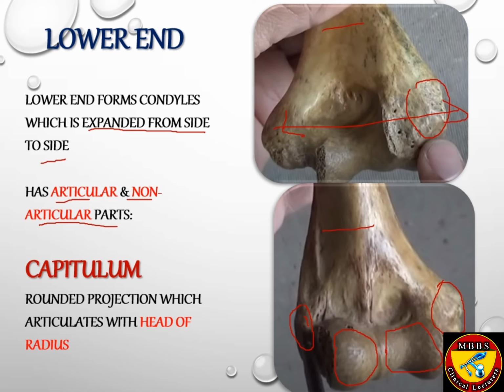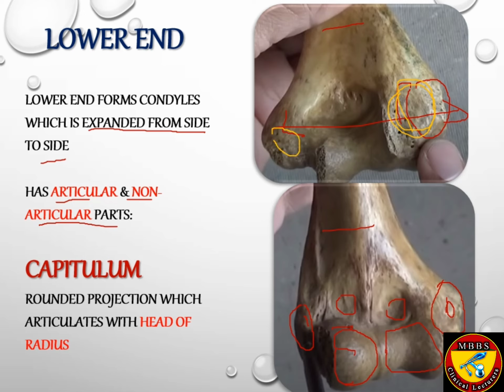Lateral condyle and medial condyle are non-articular parts, whereas these fossa are non-articular parts. On the posterior aspect, this is the capitulum, superior, anterior and inferior surface. This is the posterior surface of the capitulum, which is non-articular. And these condyles are non-articular.